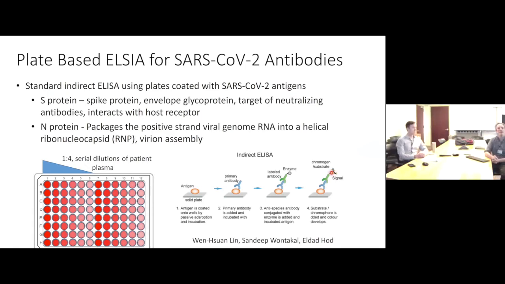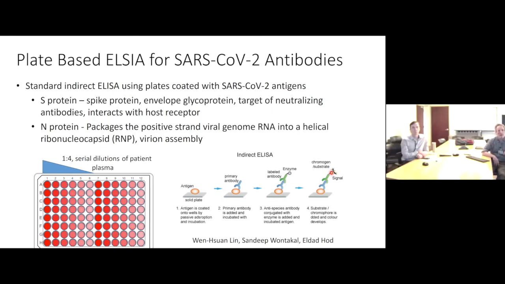So this is just one of the assays that we did for antibodies. The Pathology Department has established a clinical assay for SARS-CoV-2 antibodies. This is a plate-based ELISA. It's basically an indirect ELISA format where the plates are coated with viral antigen. We have plates coated with the S protein, fully intact, the trimer.